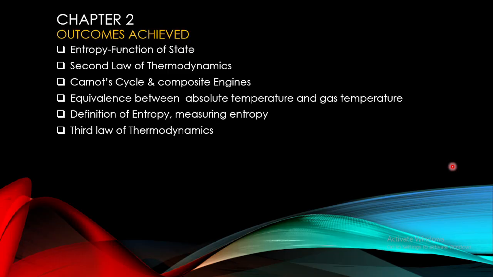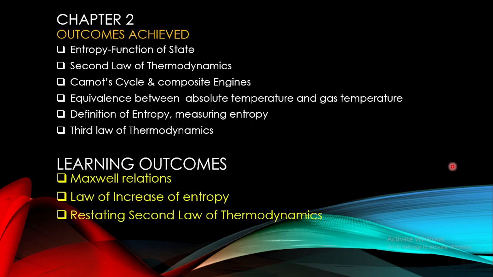So that ends chapter 2. We have seen entropy as a function of state, and seen the important concepts of the Carnot cycle and the composite engine, defined entropy and the third law of thermodynamics, and seen how to measure entropy by measuring measurable parameters like temperature, pressure and volume of the system. We also covered the law of increase of entropy in terms of reversible and irreversible systems, and we have restated the second law of thermodynamics in terms of entropy.